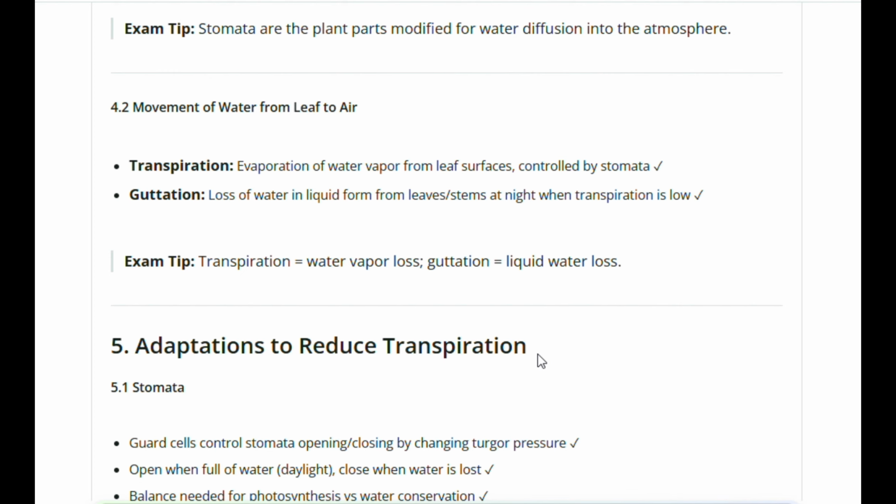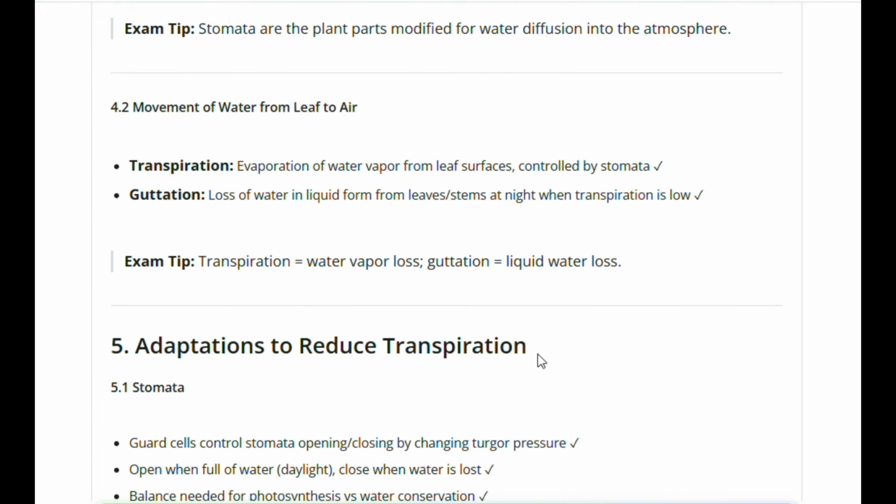So there's the loss of water in liquid form from leaves or stems at night when transpiration is low. Transpiration is when we're dealing with water vapor loss, and guttation is when we're dealing with liquid water loss. We have to note the differences.